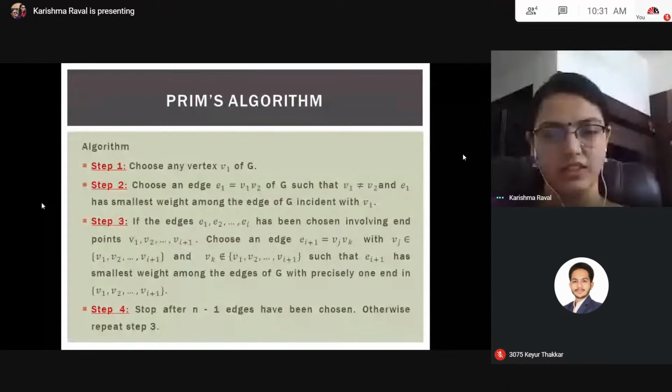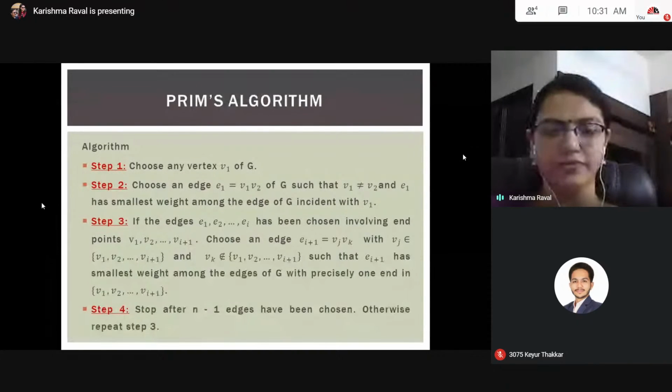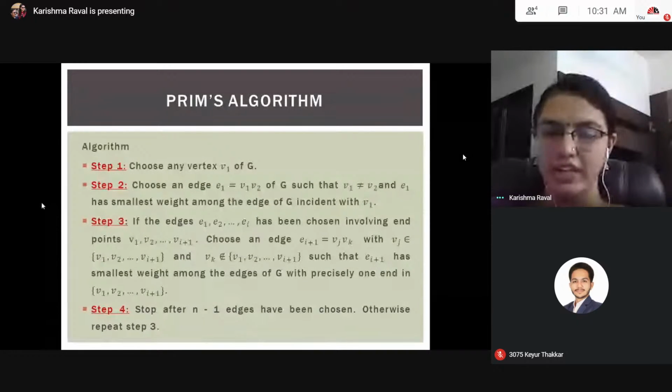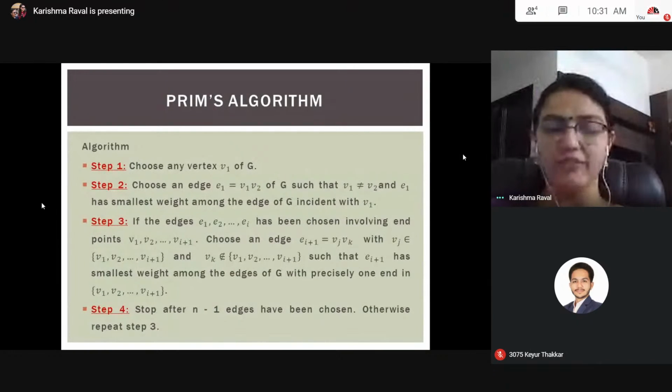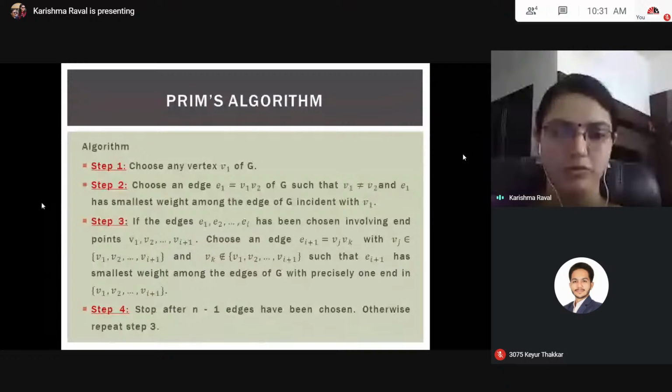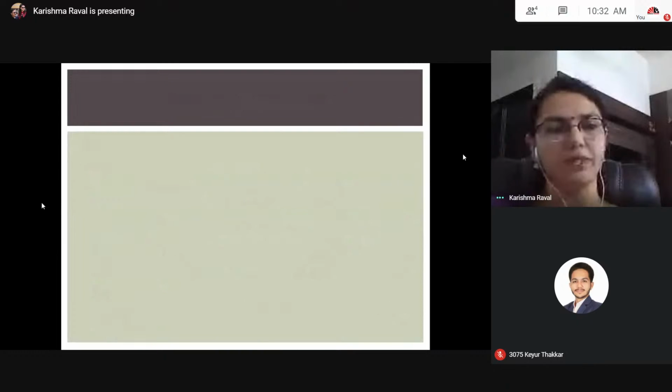Step 3: edges e1, e2 up till ei have been chosen, involving the end vertices V1, V2 up till Vi+1. We choose the edge ei+1 such that its endpoints are Vj, Vk, where Vj belongs to the previously selected vertices and Vk does not belong to the previously selected vertices. ei+1 should have the smallest weight. Going to step 4, we stop after we have selected n minus 1 edges. If not, we repeat step 3.